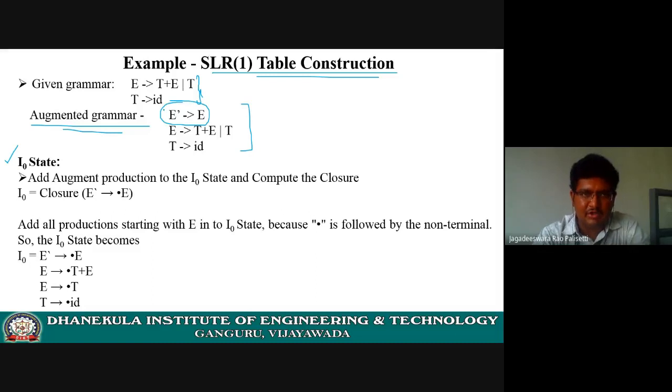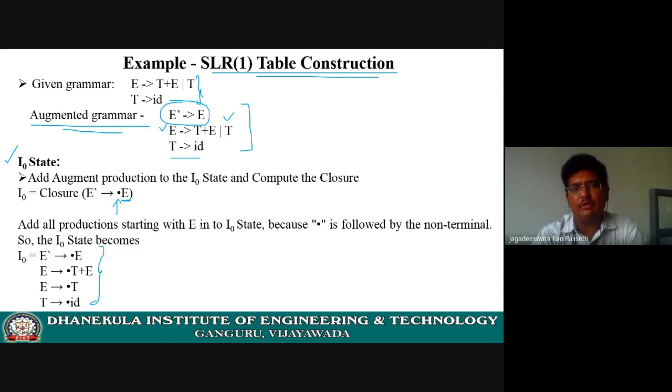Take the augmented production, add a dot. After the dot, there is a non-terminal. So whatever production rules are derivable by capital E need to be added. So what are they? These three should be added on the I0 state with dot. So this is my I0. This is the I0 I get.